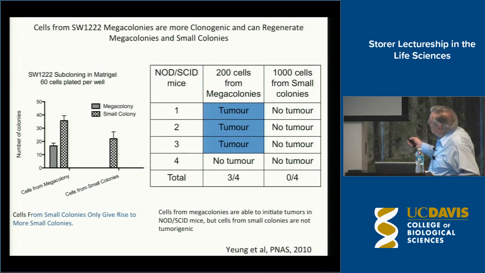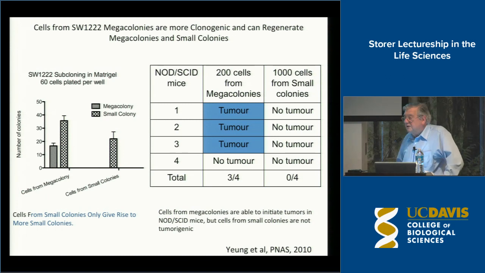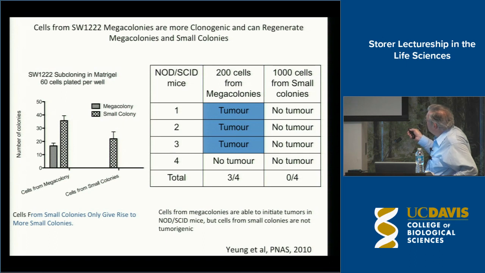And if you take a relatively small number of cells from these big differentiating colonies and put them into immunodeprived mice, they give tumors quite efficiently. You'll mostly see people using millions of cells or 500,000 cells for getting xenografts. This works quite well with 200. If you take 1,000 cells from the small colonies, you get no tumors. So these cells are potentially what one would call the stem cell.